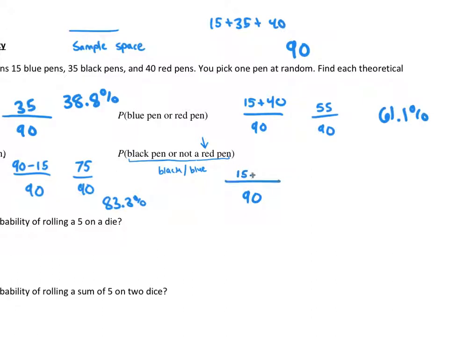So we have 15 blue pins plus 35 black pins. So we're looking at 50 out of 90. That's going to give us 55.5%.